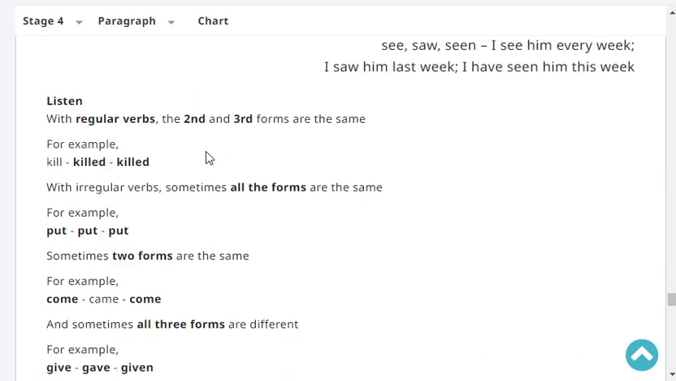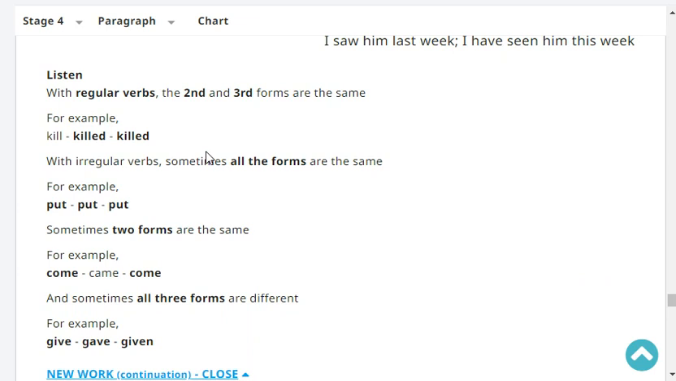Okay, next listen. When we say regular verbs, the second and the third form are the same. So the past and the past participle are the same. It's called a regular verb. For example, kill, killed, killed. So the present is kill, the past is killed, the past participle is killed. So the second and third forms are the same, so that's a regular verb. When we say irregular verbs, sometimes all the forms are the same. So like put. All are the same, that's an irregular verb.